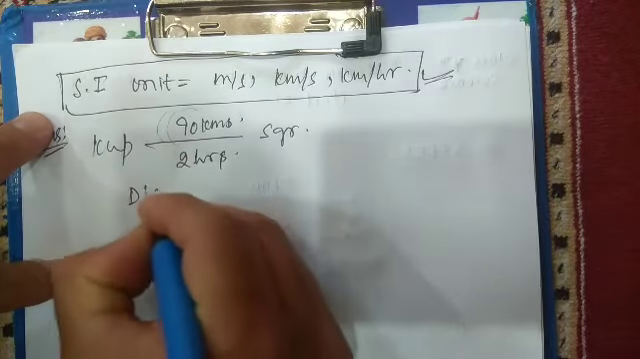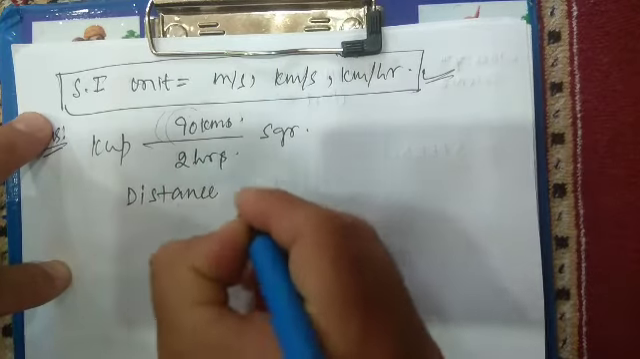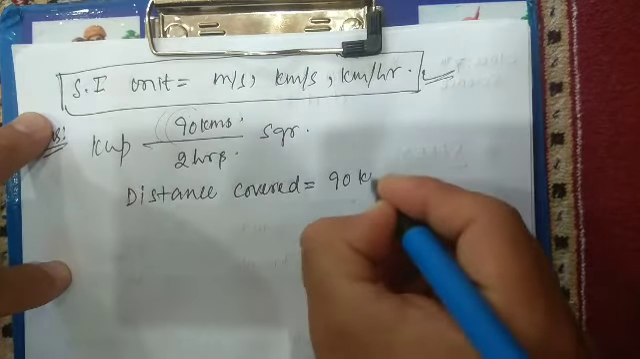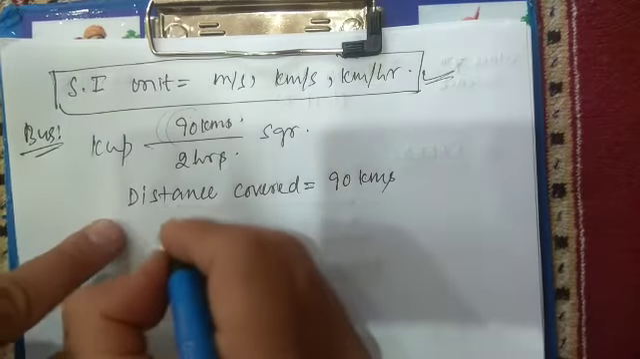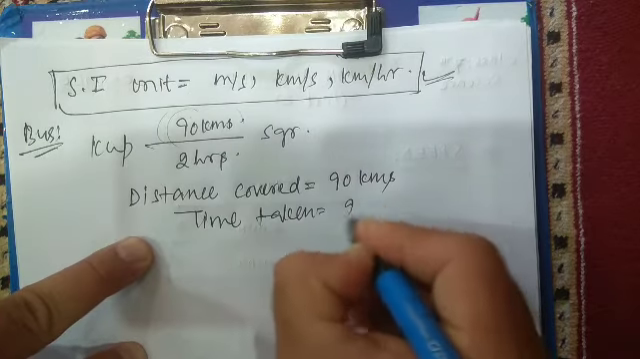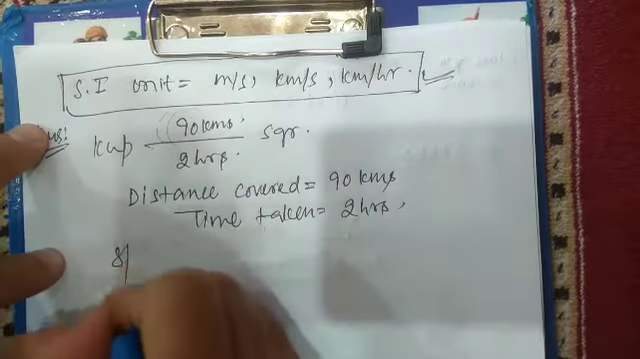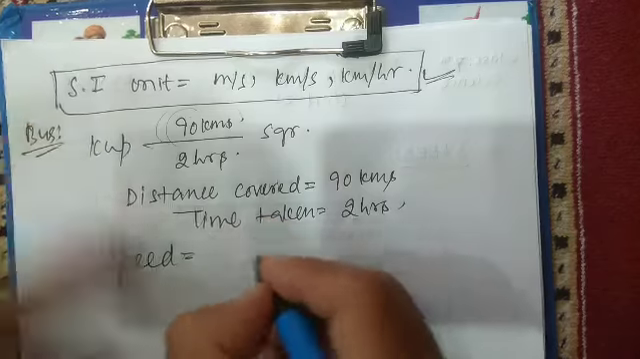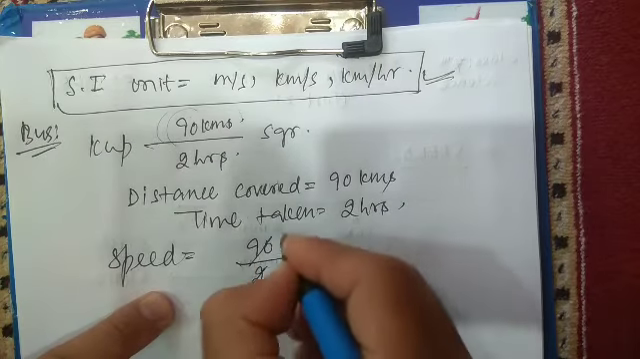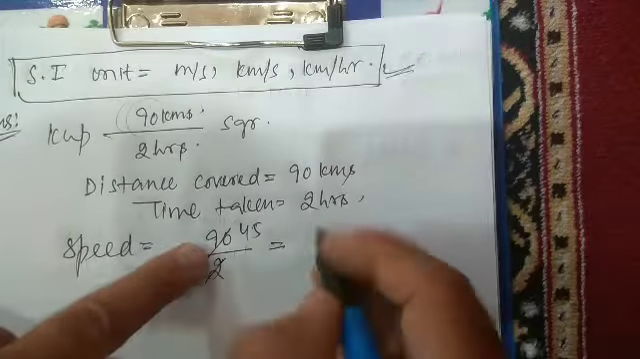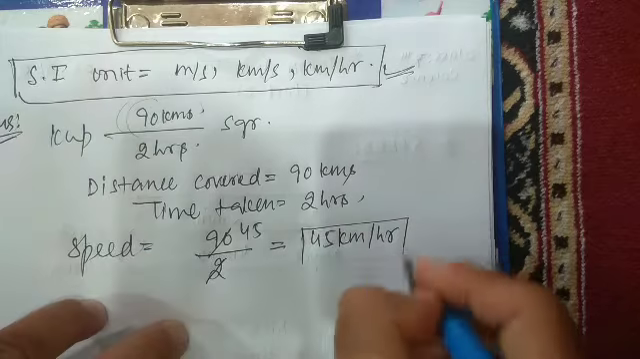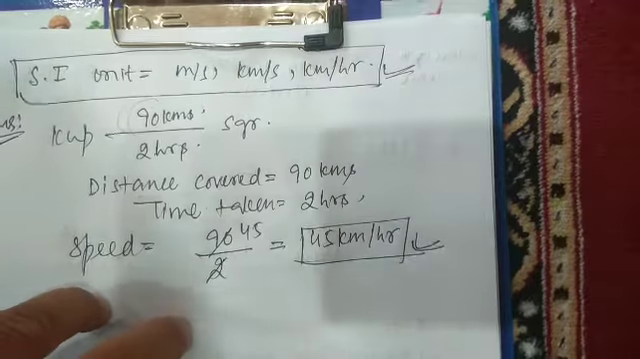डिस्टेंस कवर्ड पहले. डिस्टेंस कवर्ड कितनी है? डिस्टेंस कवर्ड इट्स 90 किलोमीटर्स. टाइम टेकन कितना है? टाइम टेकन इट्स 2 hours, 2 घंटे. Now speed is equal to distance covered 90 by time taken 2. ये कितना होता है? 45 kilometers per hour is the speed of the bus.